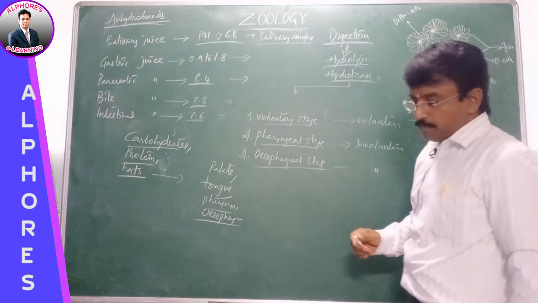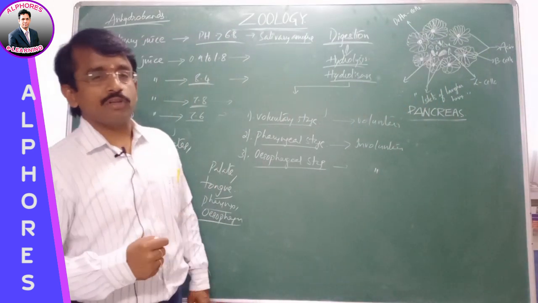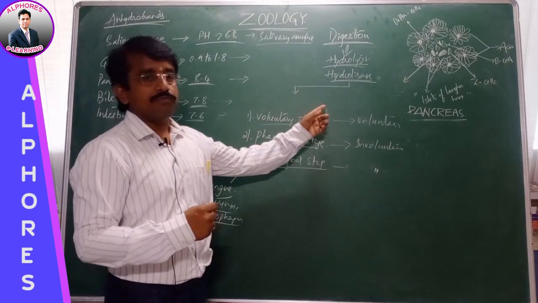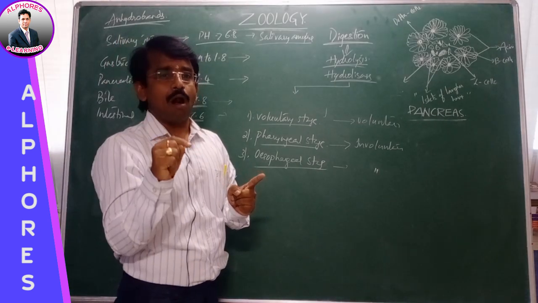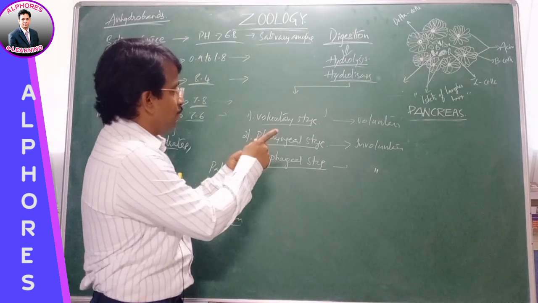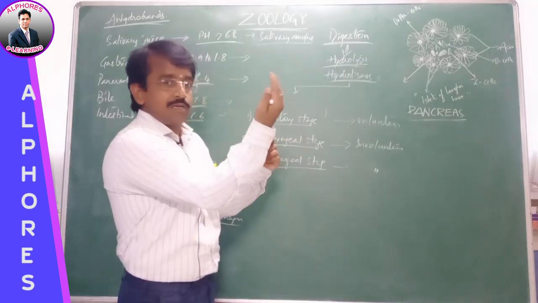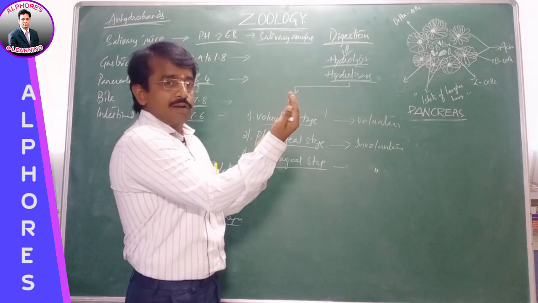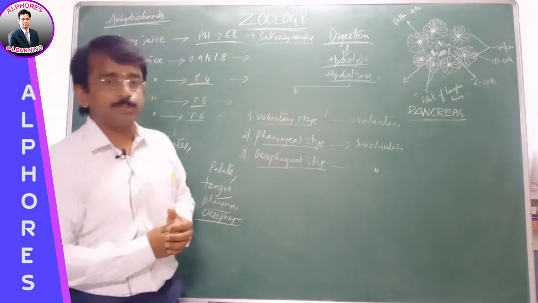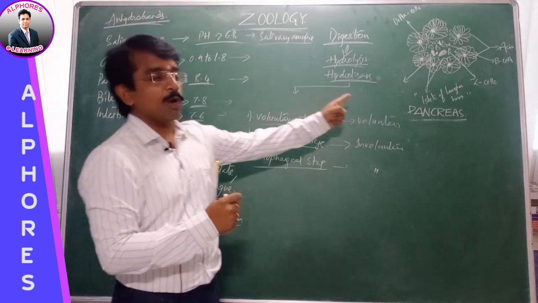First of all, the tongue closes the mouth cavity. The tongue is involved, and the tongue is a voluntary muscle. Once the tongue closes the mouth cavity, the food from the oral cavity is forced into the pharyngeal stage. This stage is voluntary.